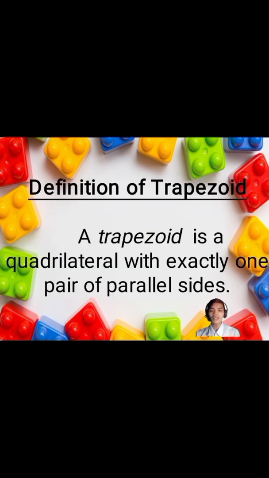Definition of trapezoid: a trapezoid is a quadrilateral with exactly one pair of parallel sides. So when we say trapezoid, makikita ninyo ang exactly one pair of parallel sides. Kapag lumabas yan sa exam niyo, like for example, blank is a quadrilateral with exactly one pair of parallel sides, the answer is simply trapezoid.